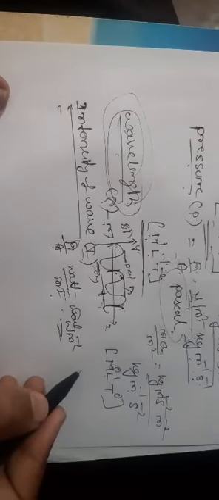What is the definition of power? Power is force into velocity. So intensity is force into velocity divided by area. The unit of area is meter square. Force means mass into acceleration. The unit of velocity is meter second inverse. So the unit is kg, times the unit of acceleration, meter second inverse square, into meter second inverse, divided by meter square.